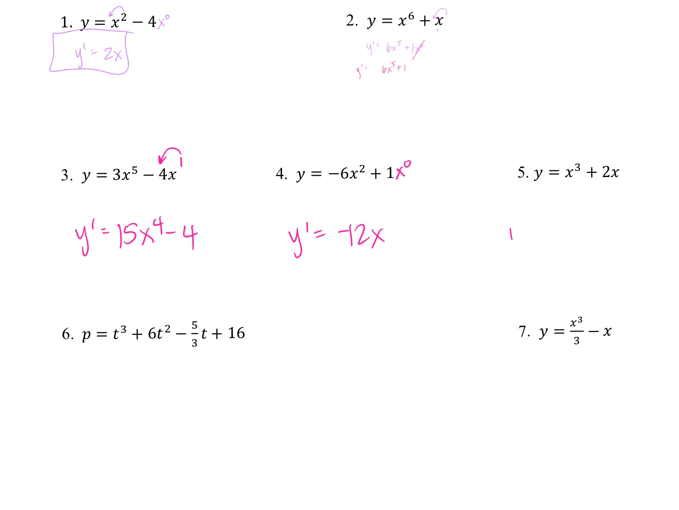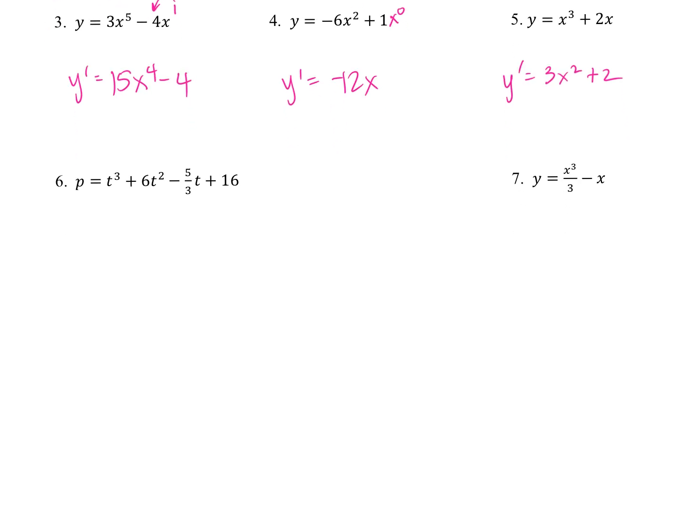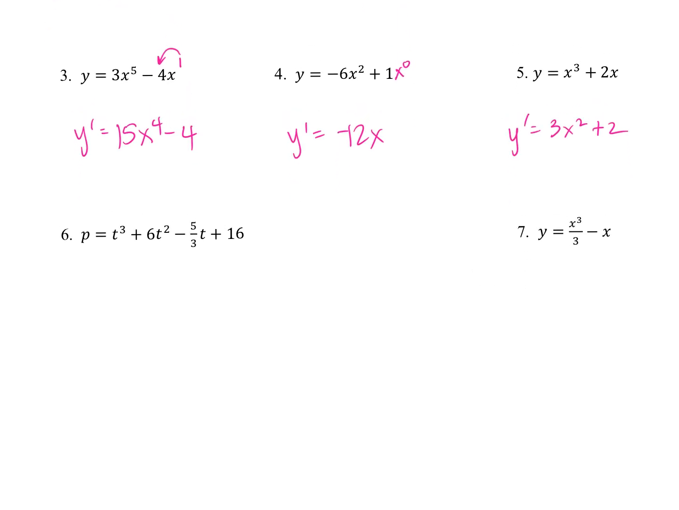Number 5. 3x squared plus 2. Yep. Okay, let's keep it going. I thought we weren't going to struggle with that more than we did, so this is great. What about p prime on number 6? 3t squared. I love it. Keep going. Yeah, that's it. The derivative of any constant, 0. The derivative of minus 5/3 t is 5/3 times 1, which is just 5/3 t to the 0. Just 5/3. I love it.